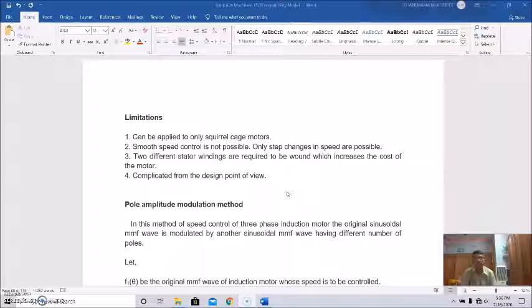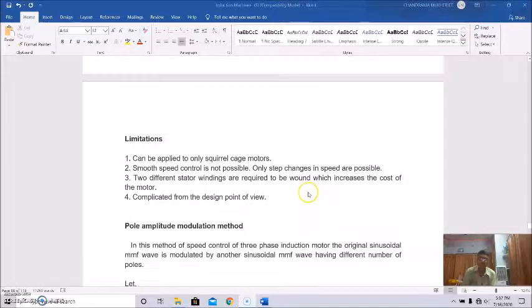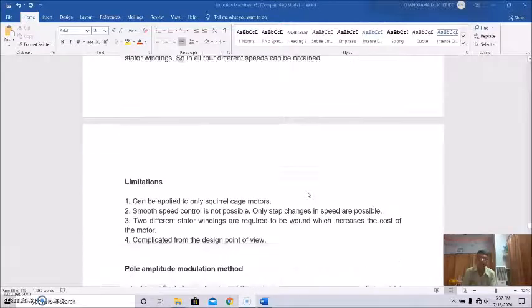So these are the big limitations. Smooth speed control is not possible, only step changes in speed are possible. Since two different stator windings are required to be wound, which increases the cost of the motor, this is a very vital point. And of course, from the design point of view, this method is very complicated. So that's all about the multiple stator winding method.